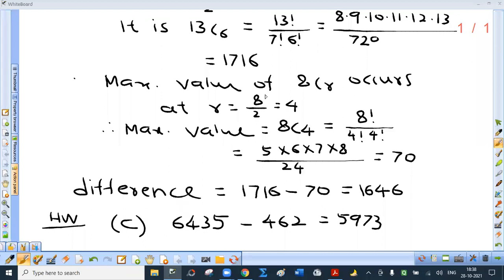So maximum value of 8Cr occurs at r equal to what? 8 by 2, that is 4. So what is the maximum value? 8C4 comes out to be 70. So what is the difference? 1716 less 70, that is 1646. Third, for homework, answer is 5973.